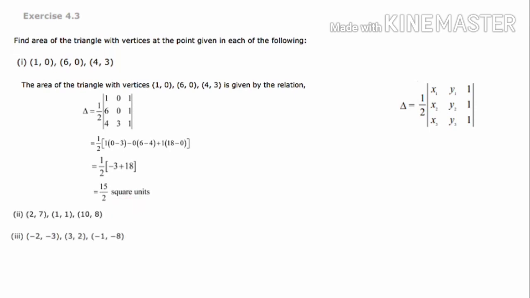Next one, question number 2. Points are given to you: (2, 7), (1, 1), (10, 8). And the third set: (minus 2, minus 3), (3, 2) and (minus 1, minus 8). These two questions you will do as homework.